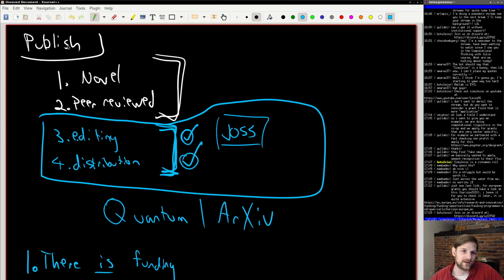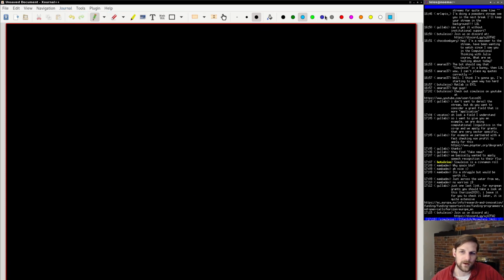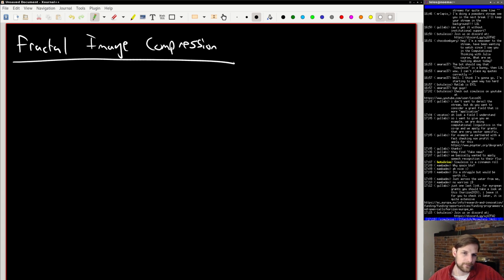Let's go ahead and hop right into the next topic, journal new page before, which is going to be fractal image compression. Fractal image compression. There's a lot of really interesting avenues to explore here, and I don't actually know what the best direction is to go. So what I'm going to do now is list out all of the possible directions, and then we're going to try to figure out what makes the most sense.